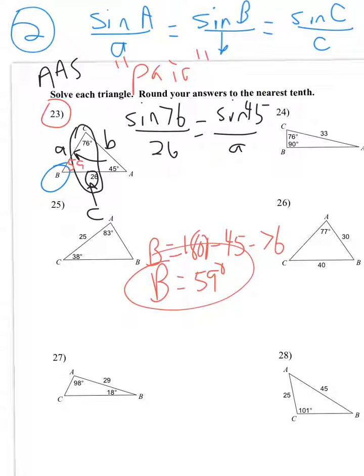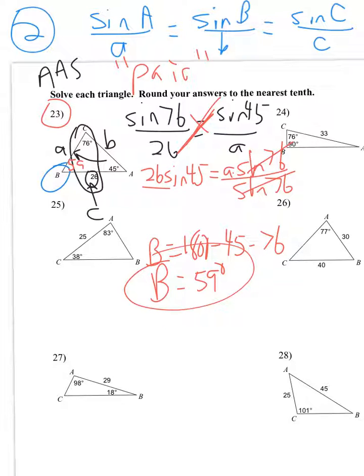So there's one thing we need to find. Now we have this proportion. To solve a proportion, you cross multiply. Okay, so I'm going to take 26, and I want you to show your work when you do this, times the sine of 45, going this way, equals a times the sine of 76, and I'm going to try and get a alone, so I'm going to divide by that sine of 76 to cancel it out. Divide by sine 76.